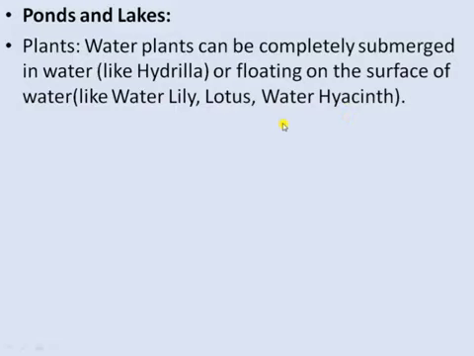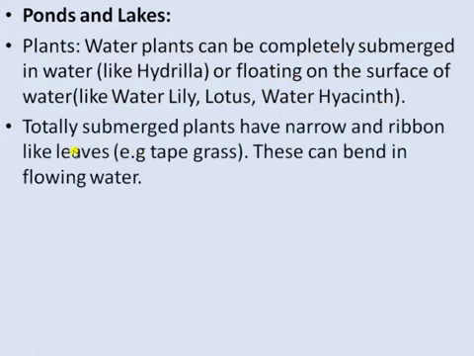Plants like water hyacinth, lotus and water lily float on the water because they are categorized as emergent plants. Their roots are fixed but leaves and stem extend out of the water, so they easily float on the surface of the water. Next adaptation in the plants: totally submerged plants have narrow and ribbon-like leaves, for example tape grass, so they can bend in the flowing water. Their leaves are large and circular to help the plant to float easily on the water.